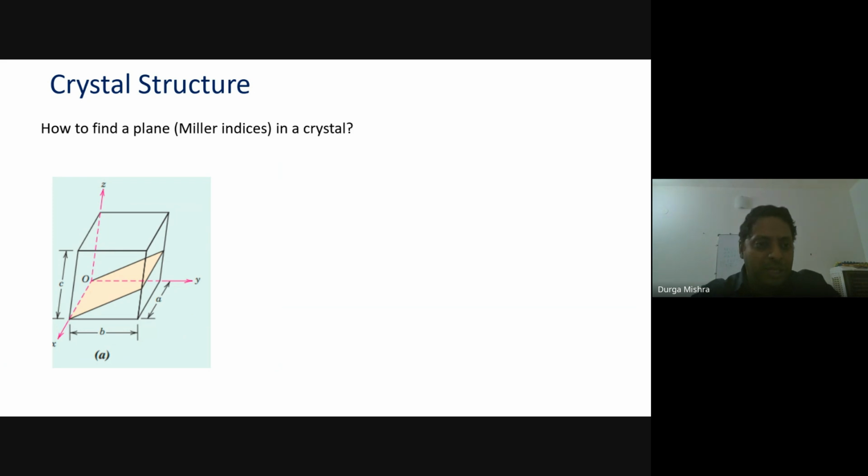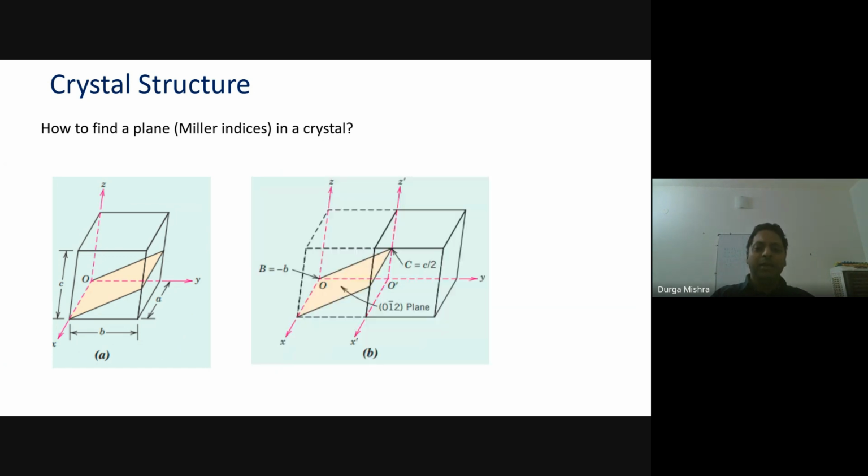I think Miller indices you have already been introduced to. So I'm just giving this example of how you can calculate them, so that you can do it yourself at home using some examples. In this case, because your plane is passing through the origin, you cannot take that as the origin. So you have to put in a new origin. That's why we have drawn another origin, O prime, by displacing the unit cell along the y-axis, and then you will calculate where the plane meets the x, y, and z axes.